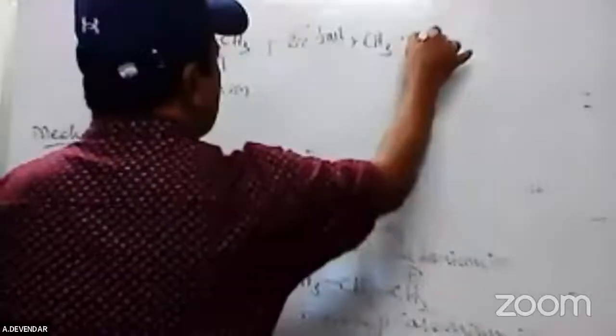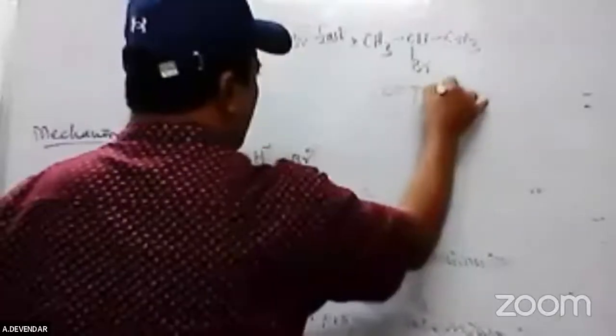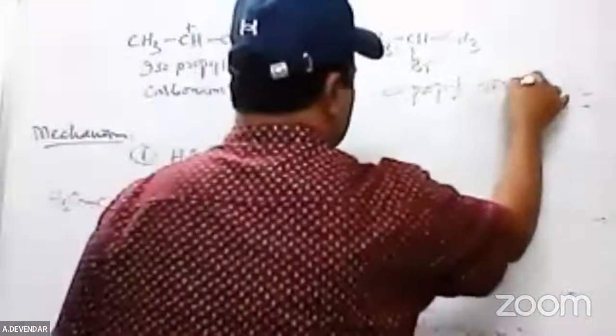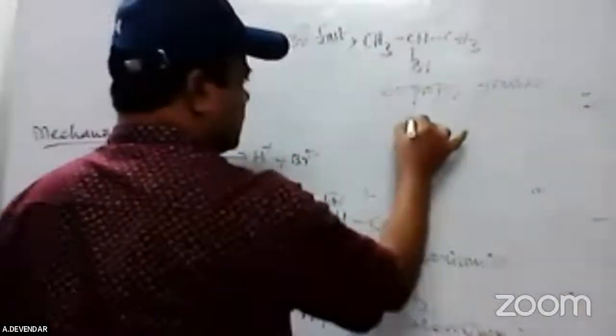So this is isopropyl bromide. This is the isopropyl carbonium ion. The negative part reacts in the first reaction, immediately forming CH3 CHBr CH3. This is called isopropyl bromide. It is the major product.